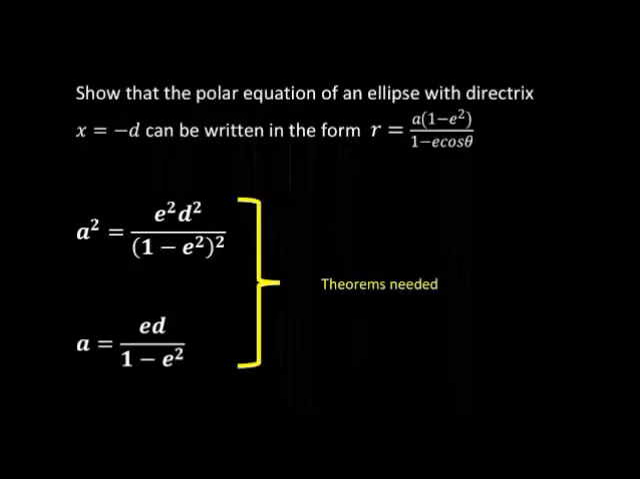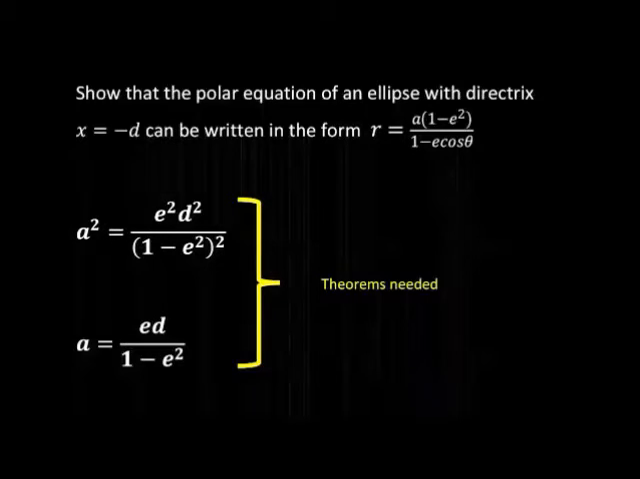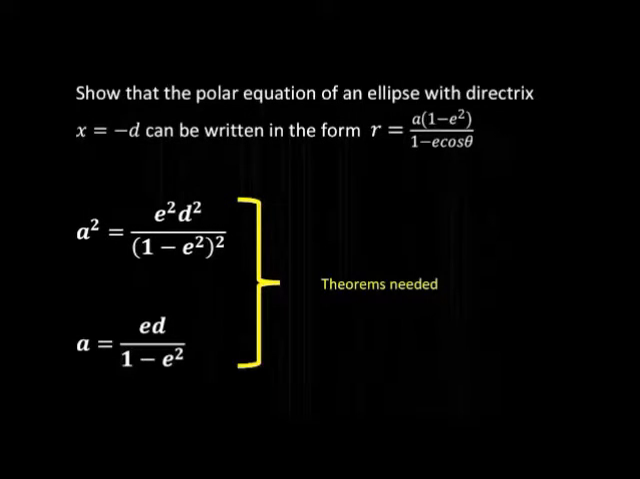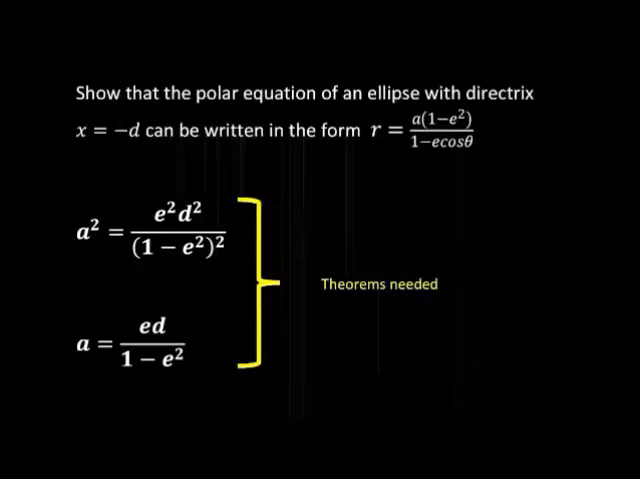First of all, we need to identify the theorems that will be needed. These include a squared equals e squared d squared over (1 minus e squared) squared, from which we can get a equals ed over (1 minus e squared). These formulas come from the proof of the formula of an ellipse. a is half of the length of the major axis, d is the directrix, and e is the eccentricity. Keep these in mind because they're going to come in handy in our next steps.